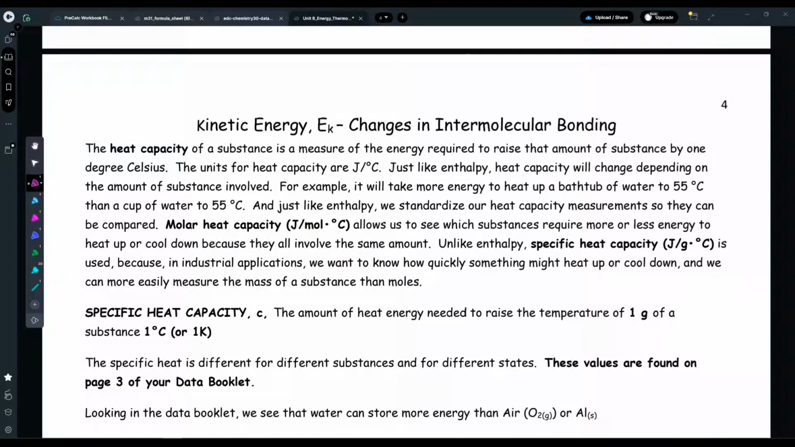Getting into kinetic energy, so this is going to relate to the changes in intermolecular bonding. One term that we have to talk about is heat capacity, which eventually is going to go into specific heat capacity, which is something that we're going to be using in calculations.